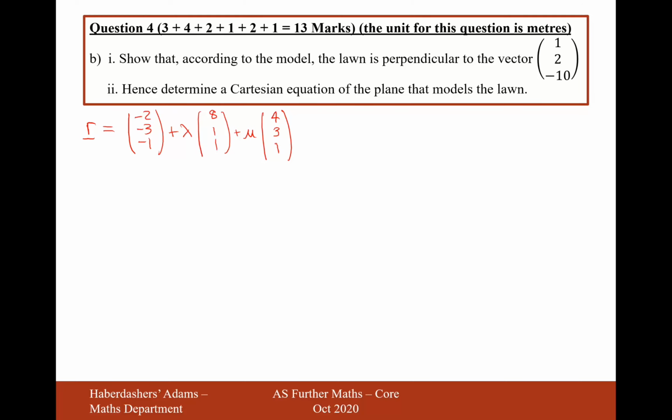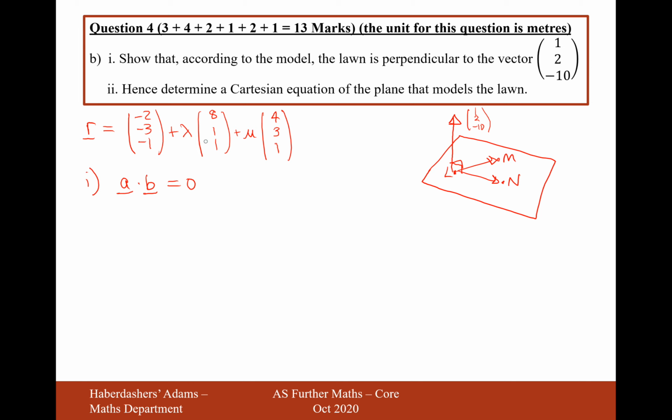Okay, let's move on to part B then. Part I says, show that, according to the model, the lawn is perpendicular to the vector (1, 2, -10). Now let me get up that little plane again, where we have L, M, and N. If my plane is perpendicular to this line here, (1, 2, -10), then the line from L to M is perpendicular to it, and the line from L to N is perpendicular to it as well. And if two vectors are perpendicular, then a dot b will equal 0.